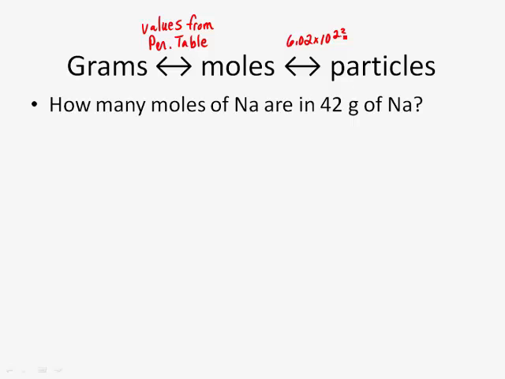So let's look at this. How many moles of sodium are in 42 grams of sodium? Well, looking at our little chart here, we can go from moles to grams in one step.